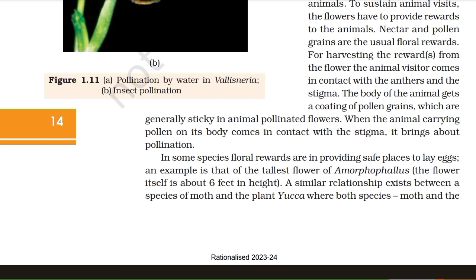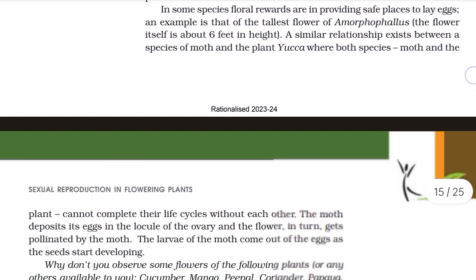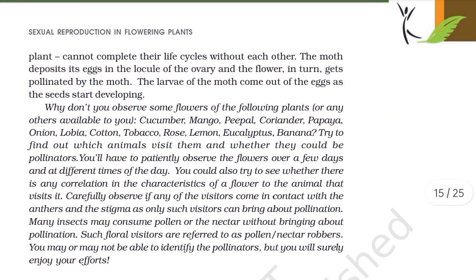In some species, floral rewards are in providing safe places to lay eggs. An example is that of the tallest flower, Amorphophallus. The flower itself is about 6 feet in height. A similar relationship exists between a species of moth and the plant Yucca, where both species, moth and the plant, cannot complete their life cycles without each other. The moth deposits its eggs in the locule of the ovary, and the flower, in turn, gets pollinated by the moth. The larvae of the moth come out of the eggs as the seed starts developing.